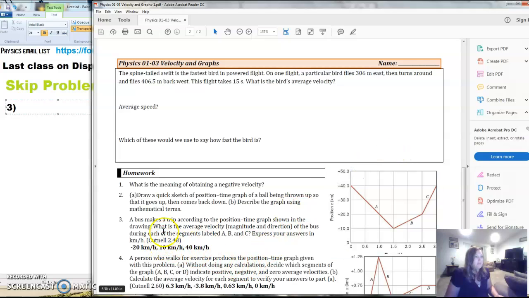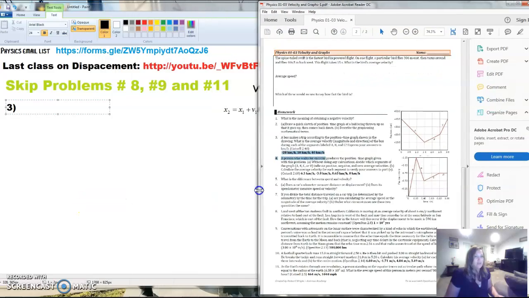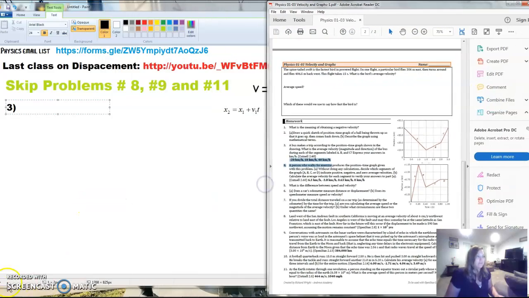Okay, so number 3 says a bus makes a trip according to the position time graph shown in the drawing. What is the average velocity, magnitude and direction, so it's a vector, of the bus during each of the segments labeled A, B, and C? Express your answers in kilometers per hour. I have given the answer, so I just want to make sure that you get the process correct. Okay, so let's do segment A together.